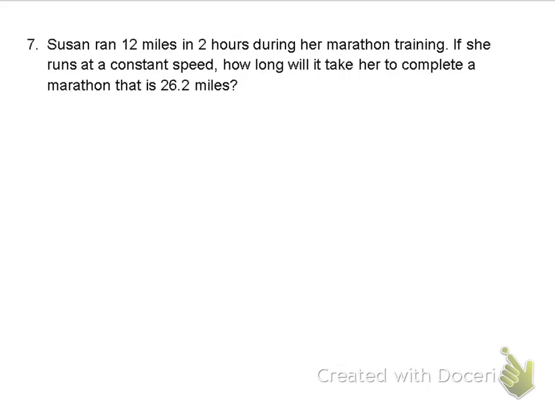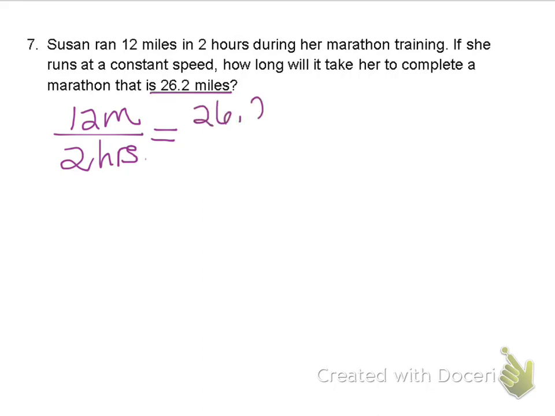And the last example here, Susan ran 12 miles in 2 hours. So her speed would be 12 miles for 2 hours. While she was training for a marathon, if she runs at a constant speed, how long will it take her to complete a marathon that is 26.2 miles? So what we need to do is convert this, or set up a ratio here. We know that the distance is going to be 26.2, and we need to know how long that's going to take her.